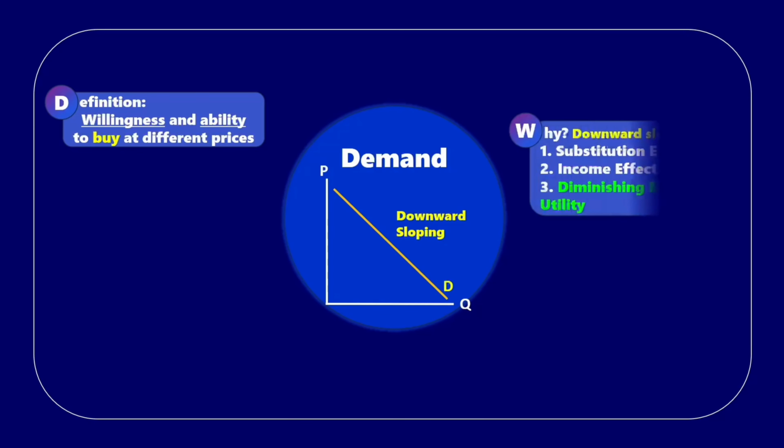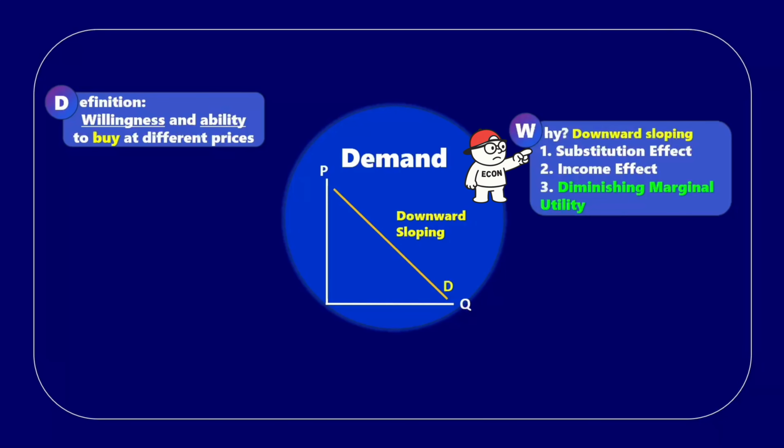And there's actually 3 main reasons for that. First is the substitution effect. When the price of something goes up, people look for alternatives. For example, like Coke and Pepsi. If the price of a can of Coke suddenly jumps to $10 per can, then more people will rush to buy Pepsi.